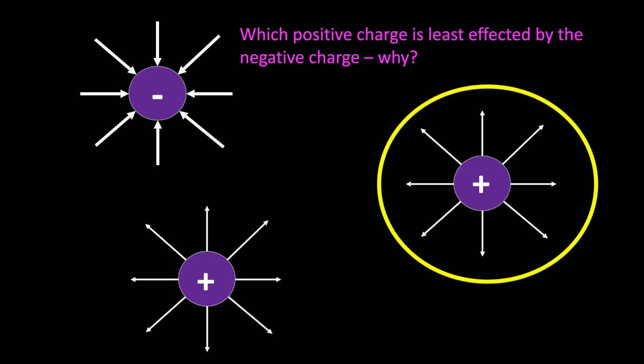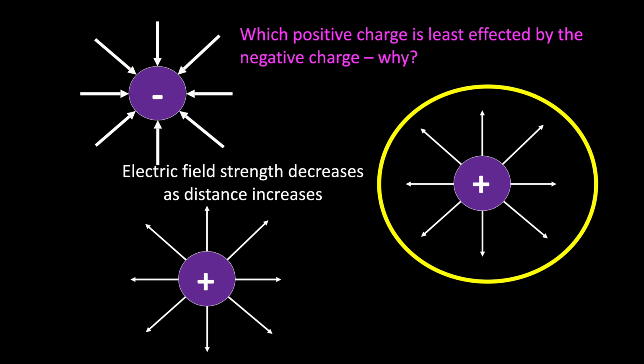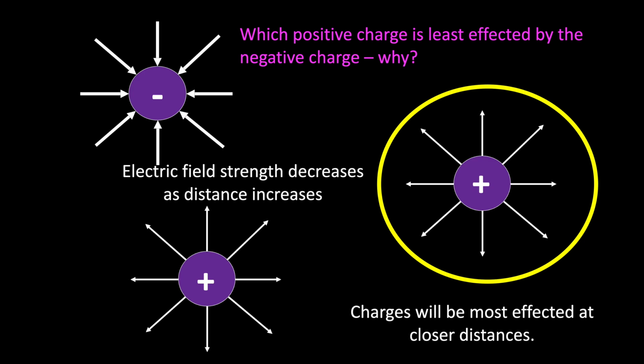And that's because the electric field strength decreases as distance increases. So, as this is a greater distance, the electric field is weaker. The electric field strength decreases, and as a result, the force of attraction between the positive charge and the negative charge decreases with this distance. So as a result, the charges will be most affected at closer distances.